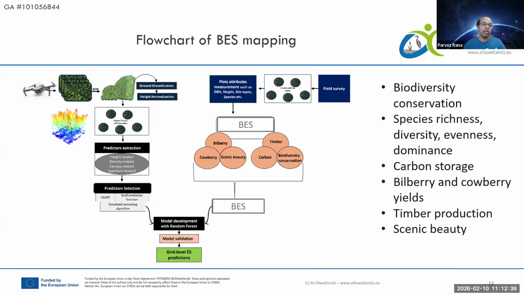And on the right-hand side is the field data. In our case, we have been collecting different kinds of information related to the forest structure, the tree height, diameter, what the understory vegetation is, and things like carbon or bilberry and cowberry yield. So we have been collecting different kinds of information from our field data. Both of them come together, and when they go down, it means that we are doing the pre-processing and modeling tasks. And then in the last step we get our wall-to-wall map.